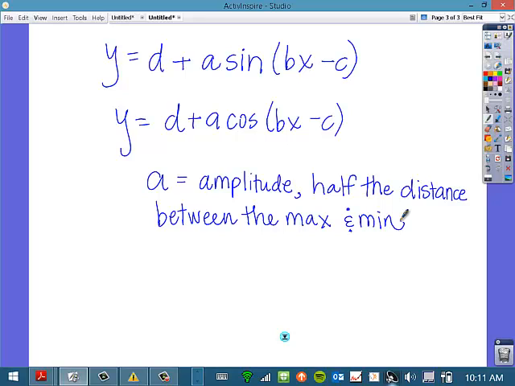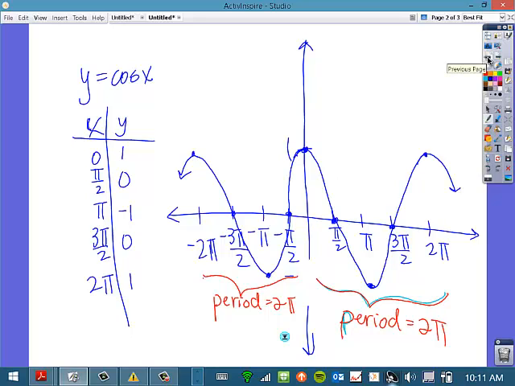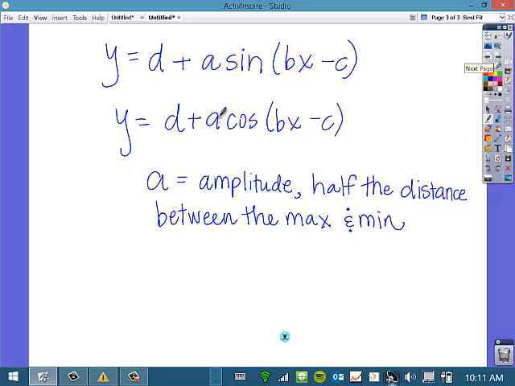The amplitude is half the distance between the maximum and the minimum. So if we go back to our cosine graph, our maximum is 1, our minimum is -1, so the distance between the max and the min is 2. Well, the amplitude is half the distance between the max and the min, so the amplitude of our cosine function is 1, which makes sense because this coefficient right here would be 1, and amplitude is the coefficient right in front of cosine, so that makes sense. Amplitude is half the distance between the max and the min.